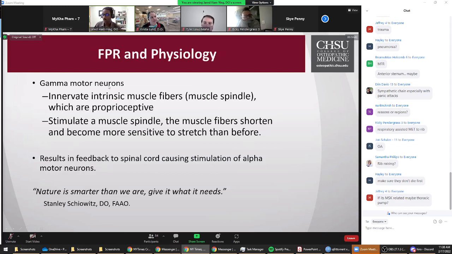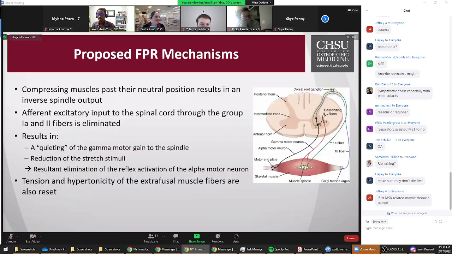You already know, I'm sure, all about the gamma motor neurons. I'm not going to talk about this here, just a quick review. But here you might not know. The proposed mechanisms for FPR specifically: what we're doing is decreasing that gamma motor gain on the spindle, quieting down that gain, reducing the stimuli that's causing that increased stretch sensitivity, so that with the decreased stretch sensitivity, you're able to work with that muscle more freely.